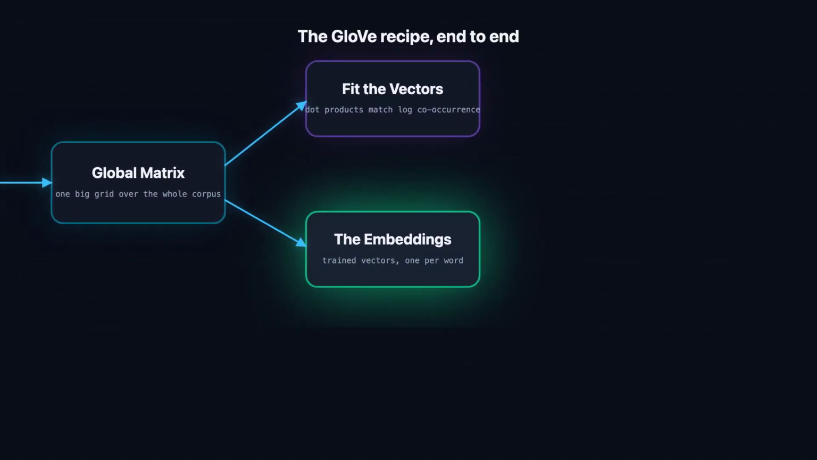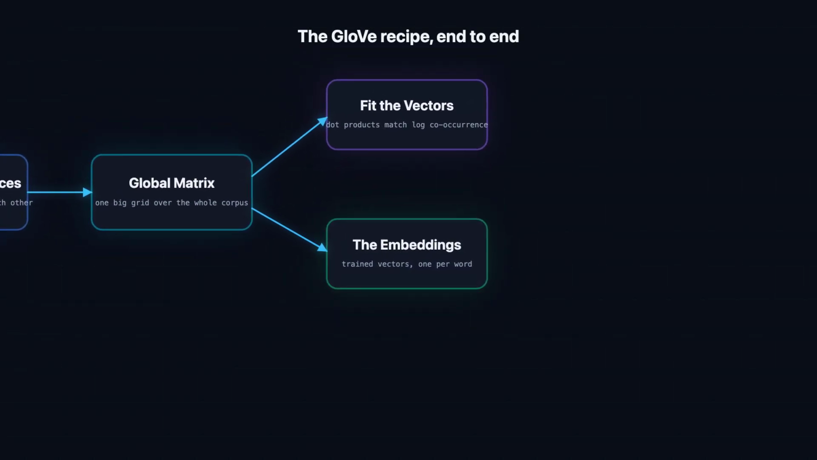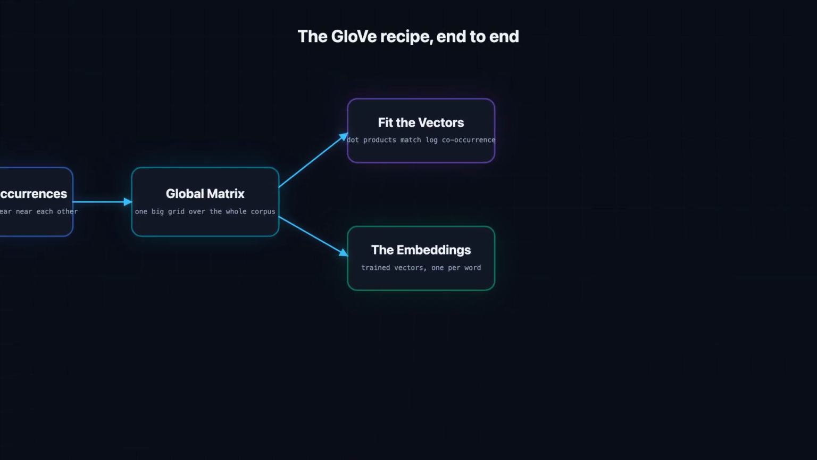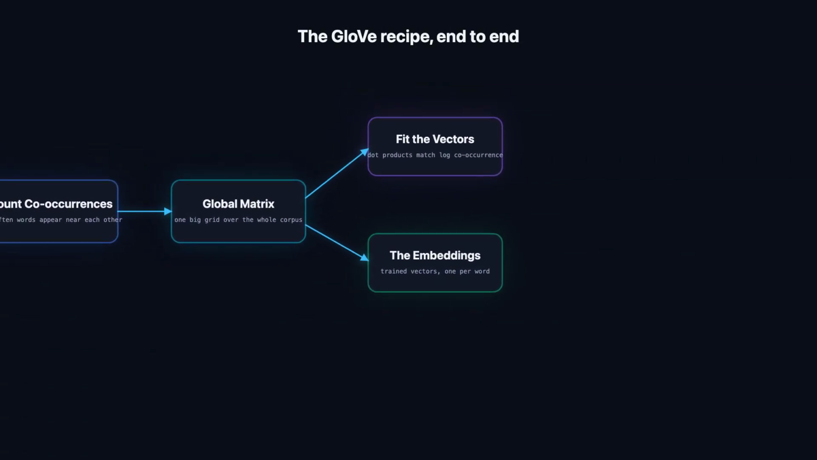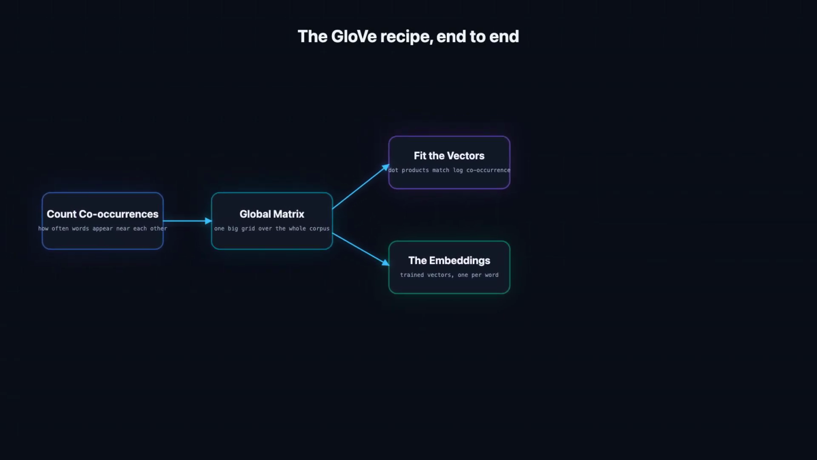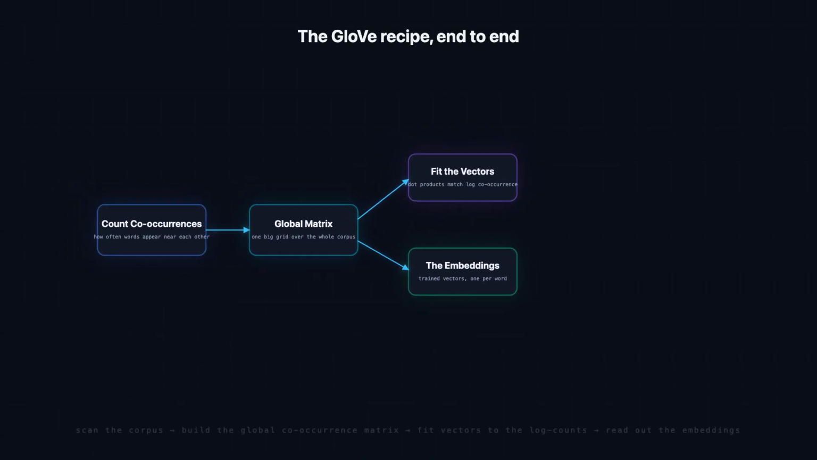Finally, those trained vectors are your embeddings, and they arrive with a lovely bonus. Because they were fit to global ratios, they show the same clean analogy behavior as word2vec, king minus man plus woman landing near queen, while also soaking up corpus-wide statistics that a purely local method might miss.